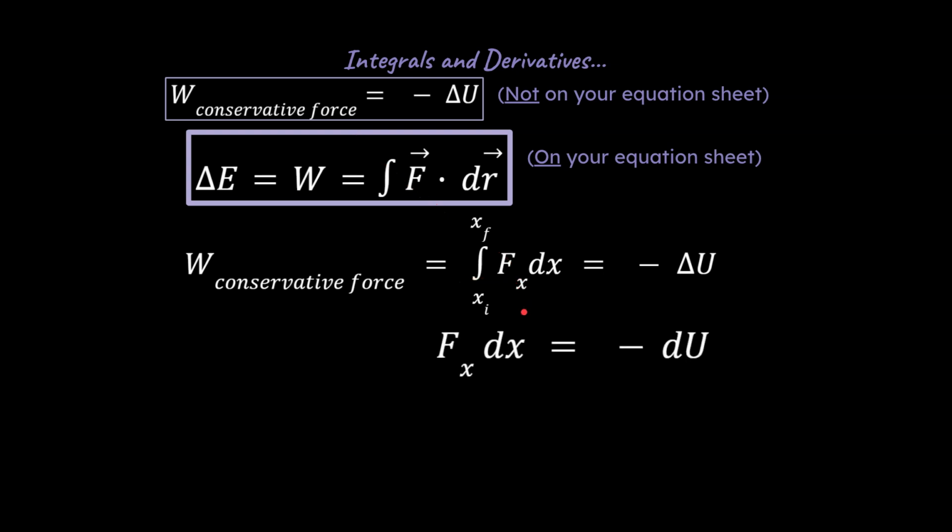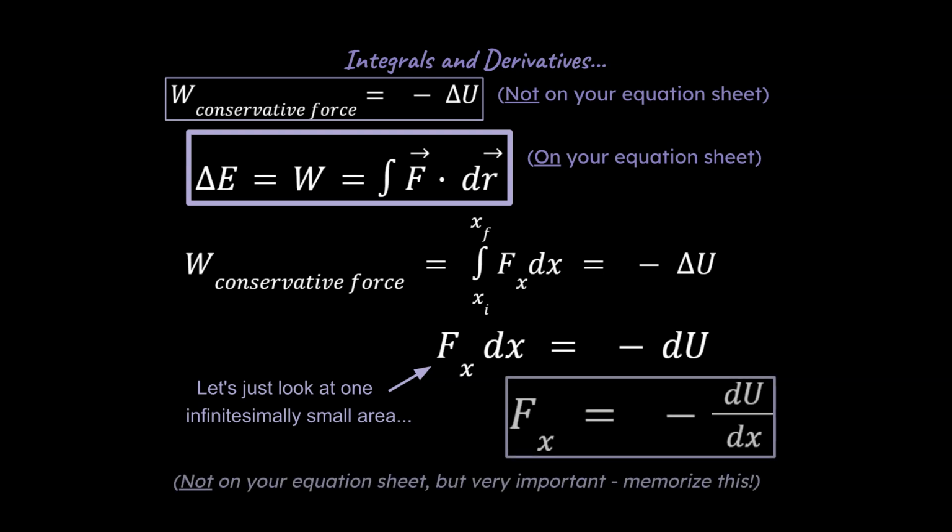What we're going to do next is ask ourselves, let's just look at one infinitesimally small area. If this is an integral, what if we wanted to do more or less the inverse operation and convert this into a derivative? How would we go about doing that? Let's take a look. If you were going to do a very, very infinitesimally small area, you would multiply a force times a very small dx, and that would be equal to a change in the potential energy, dU. Well, if we continued with that and isolated for F of x, we would get a negative dU over dx. And this is a negative derivative of the potential energy.